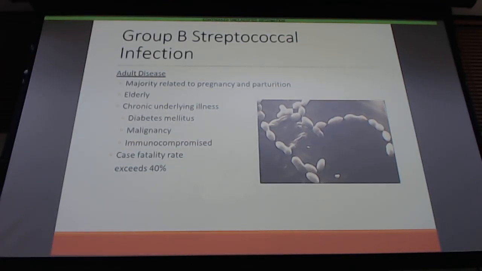So the majority are related to pregnancy and delivery. Other folks that can get this will be the elderly and folks with chronic underlying illnesses. Their case fatality rate exceeds 40% because they already have problems, and now you get another problem on top of the problem they already have. In some cases, depending upon what the problem is, i.e. the immunocompromised issue, you won't know they have it till later on in the infection, which means it's already done a lot of damage before you can actually give them some antibiotics and make it better.